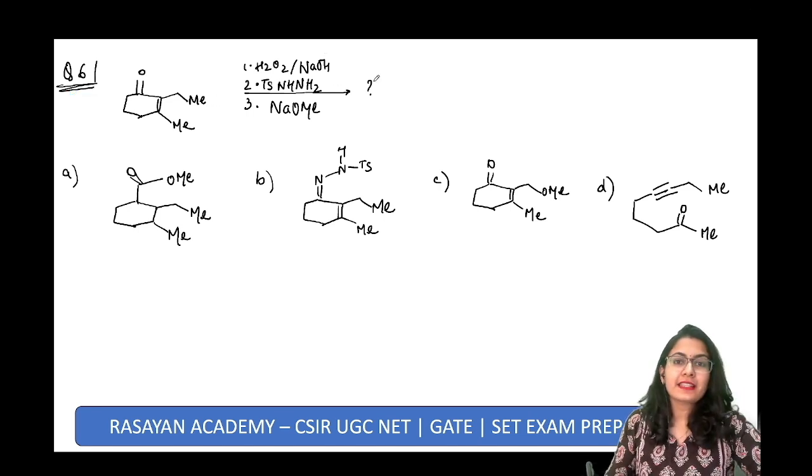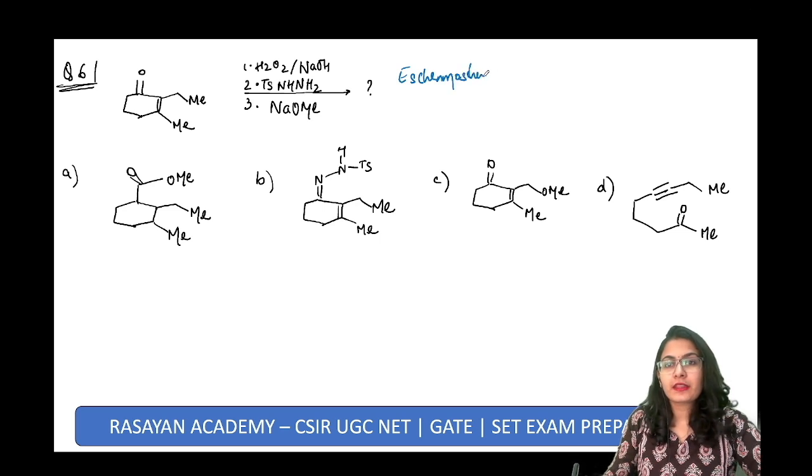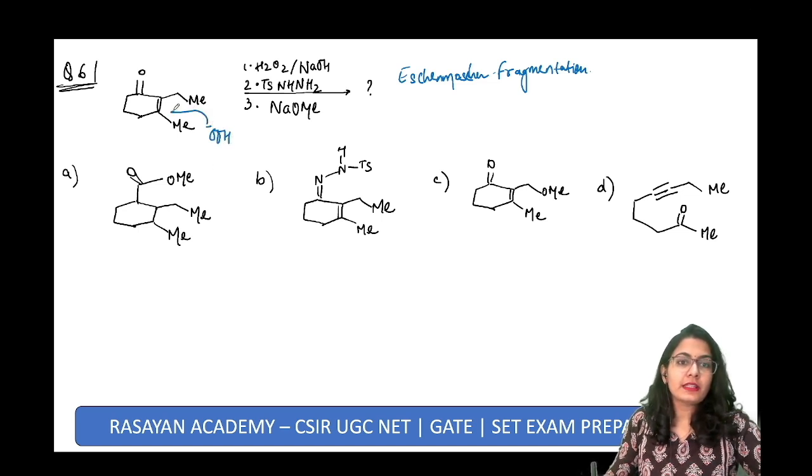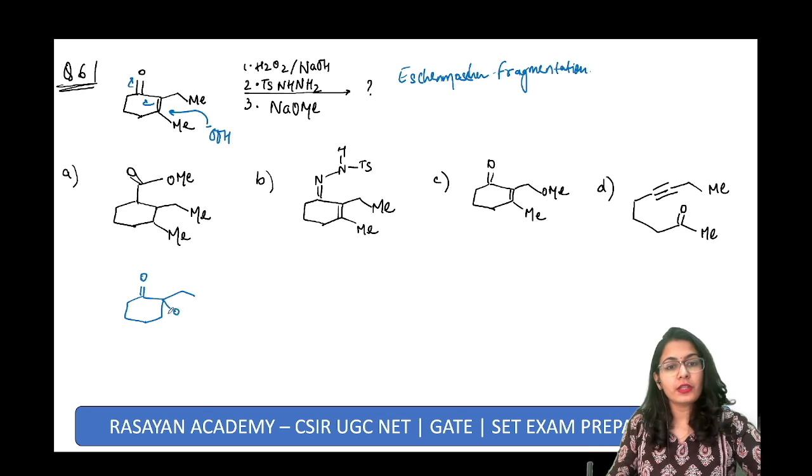So basically guys, this is nothing but the Eschenmoser fragmentation. I hope that you have studied this reaction. It is a very simple reaction. First of all, the peroxide is going to attack over here and it's going to do the epoxidation. Since this is an electron deficient alkene, you cannot take metachloroperbenzoic acid for epoxidation. That is why you are going to need a nucleophilic reagent for the epoxidation.